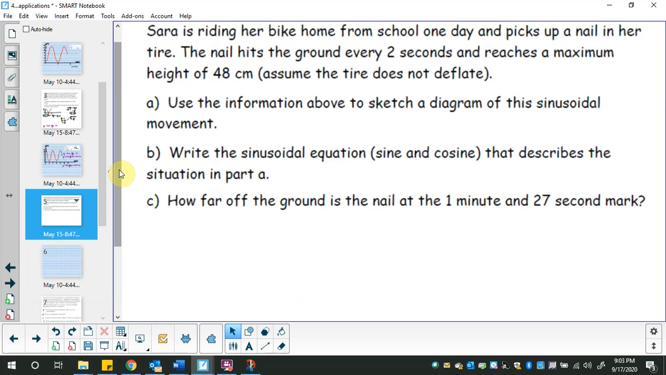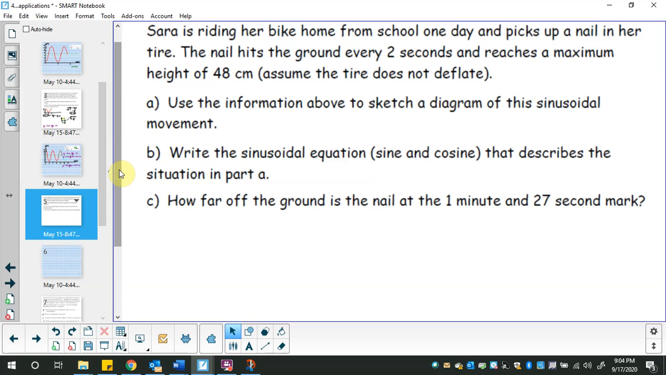Use the information above to sketch a diagram. I'm going to doodle first. Write the sinusoidal equation, so that gives you the choice of sine or cosine, that describes the situation in part A, and then we have a third question. How far off the ground is the nail at the 1 minute and 27 second mark? So we'll have to worry about that after the fact.